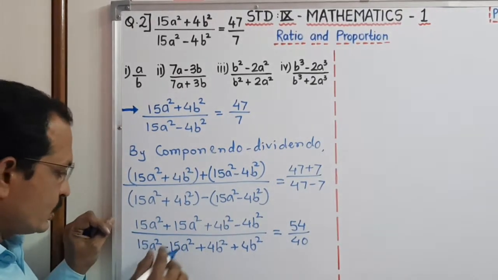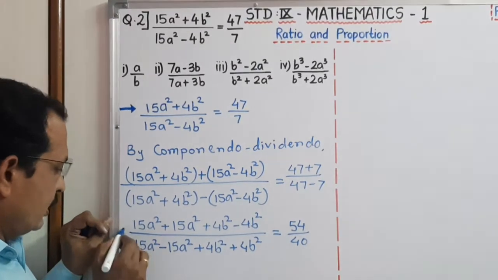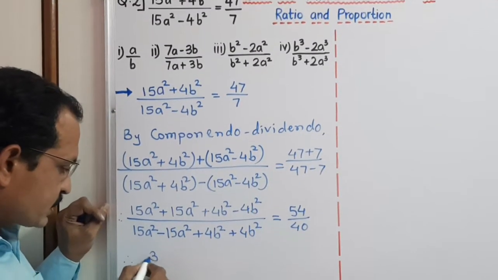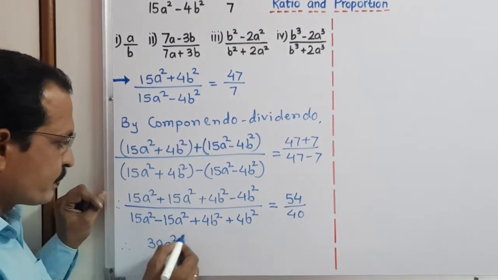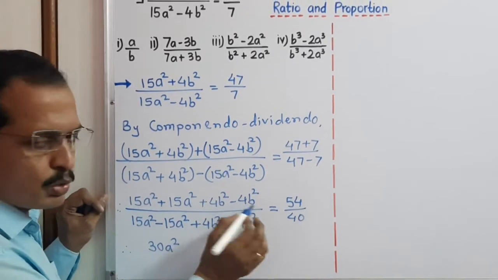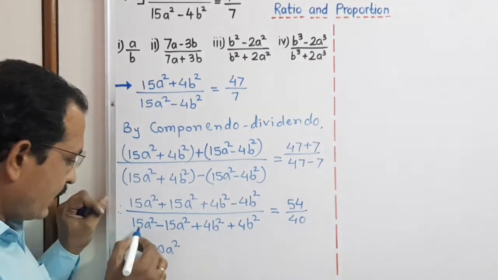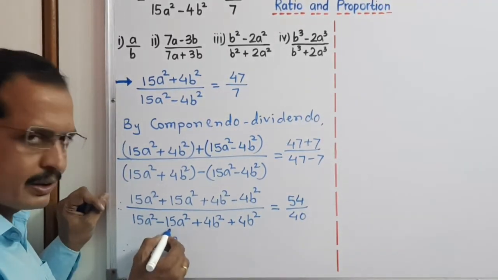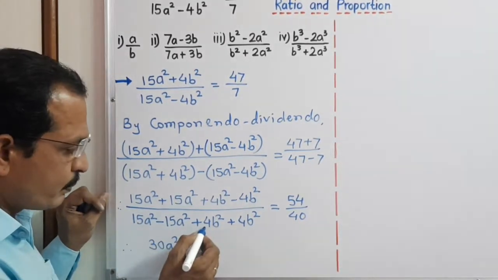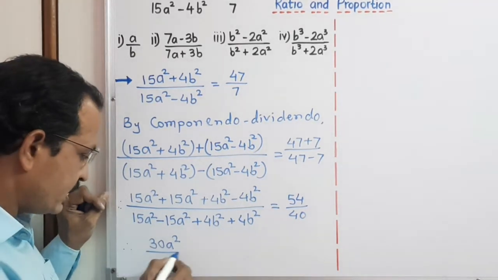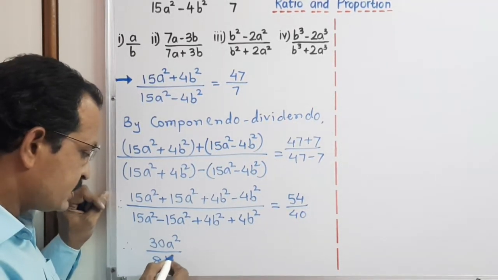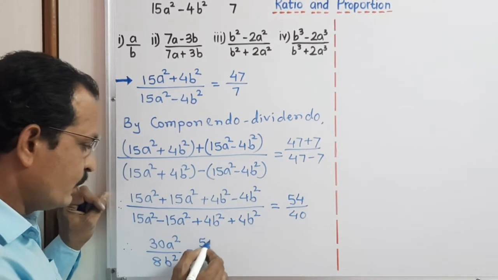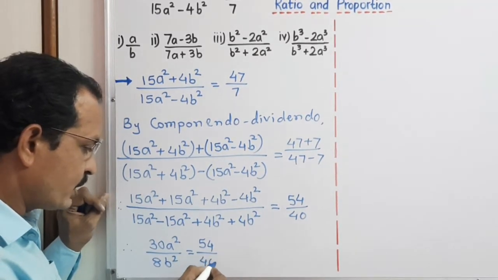Now dear student, do the 15a² plus 15a², it is 30a², plus 4b² minus 4b² get cancelled, and 15a² minus 15a², this is plus and this is minus, it is 0, and plus 4b², it is 8b², is equal to 54/40.